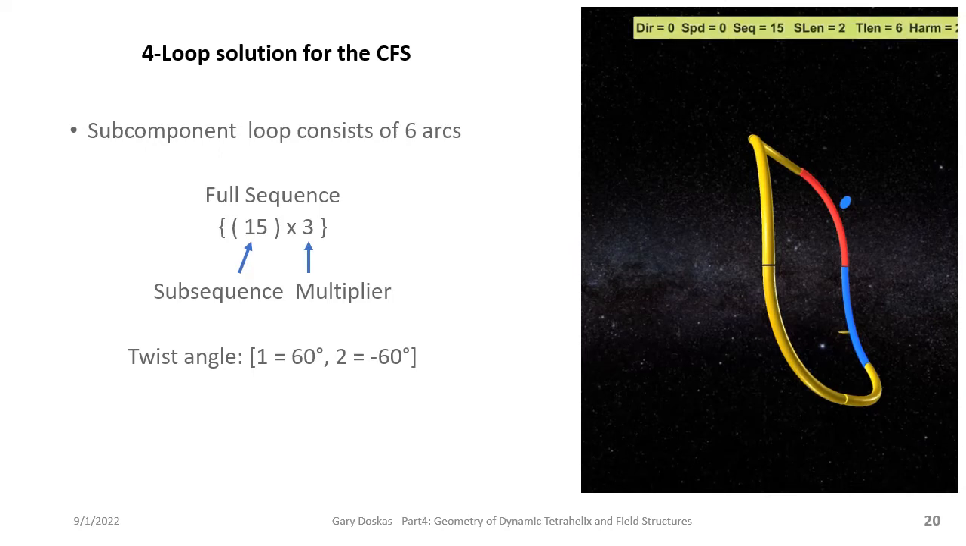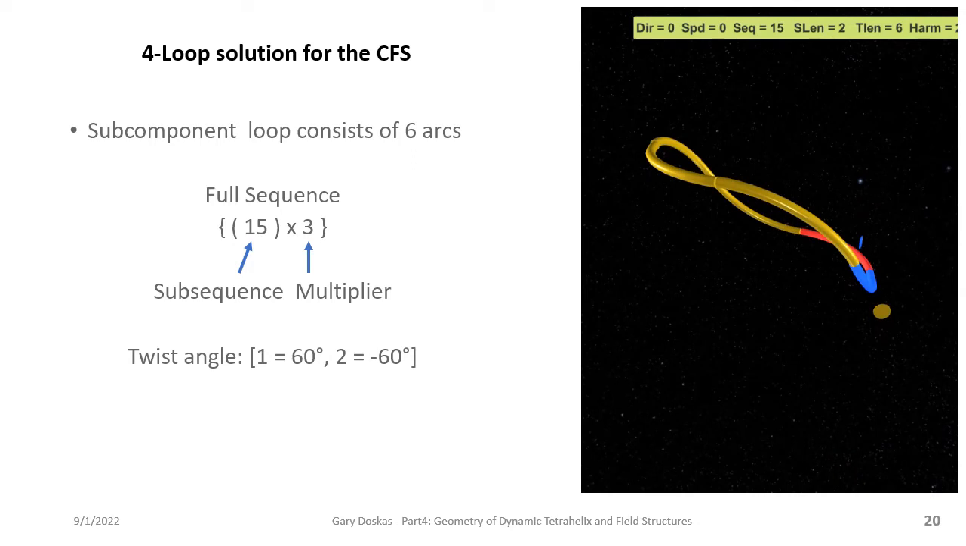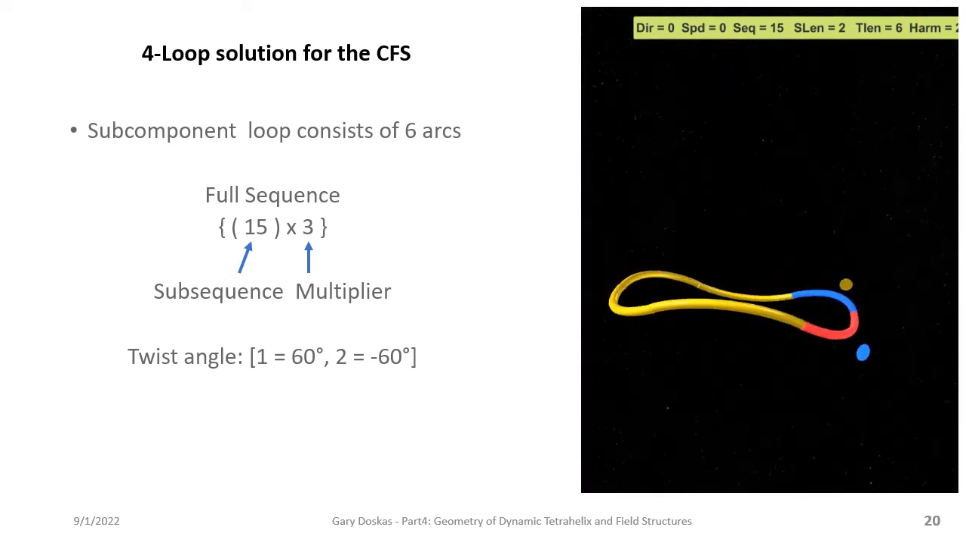4-loop solution for the CFS. The subcomponent consists of 6 arcs. The full sequence is 1, 5, repeated 3 times.